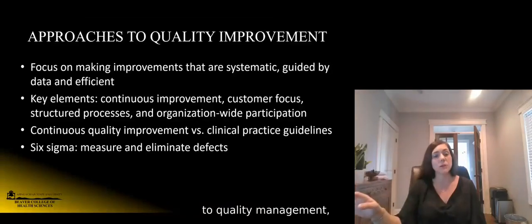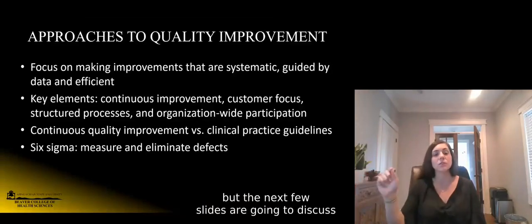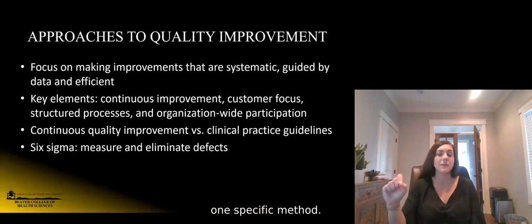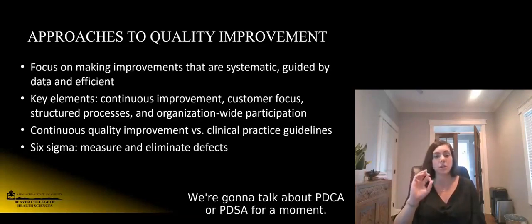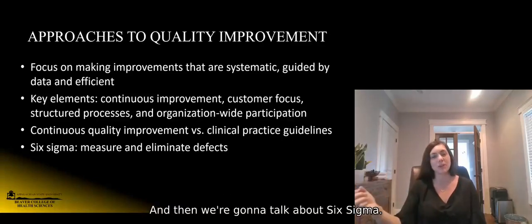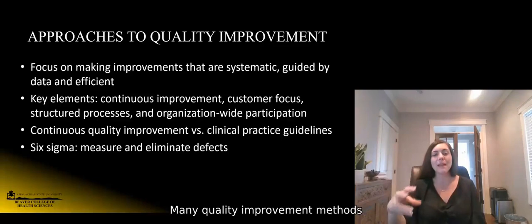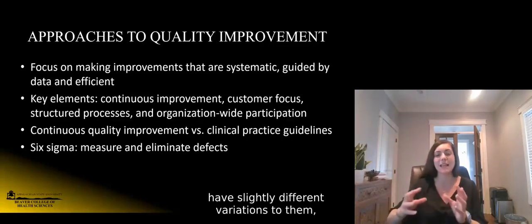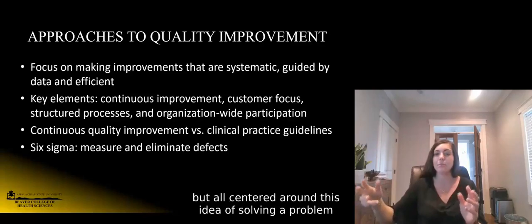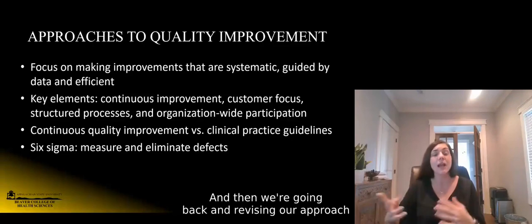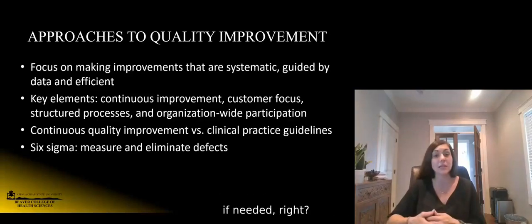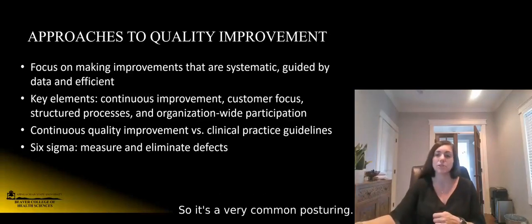Now, there's a lot of different approaches to quality management, but the next few slides are going to discuss one specific method. We're going to talk about PDCA or PDSA for a moment, and then we're going to talk about Six Sigma. Many quality improvement methods have slightly different variations to them, but all center around this idea of solving a problem and monitoring data, and then going back and revising our approach if needed, right? So it's a very common posturing.